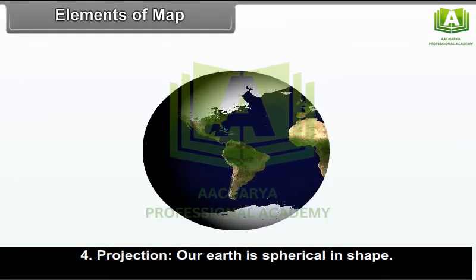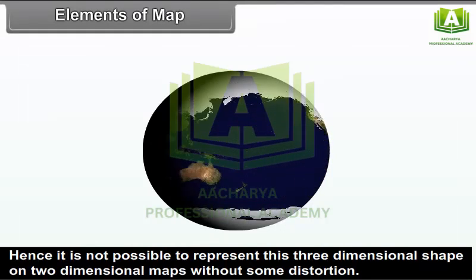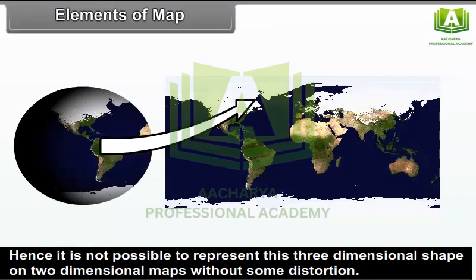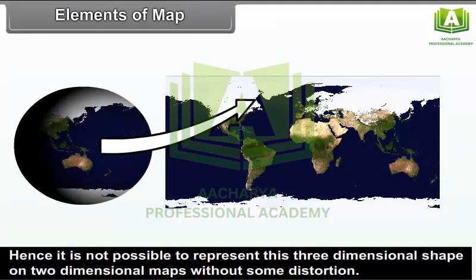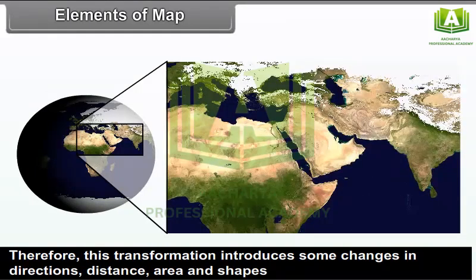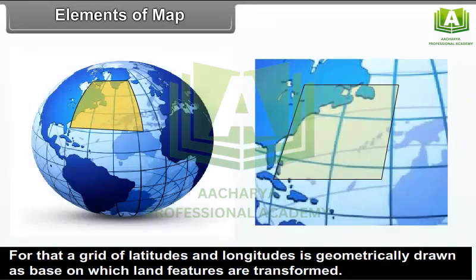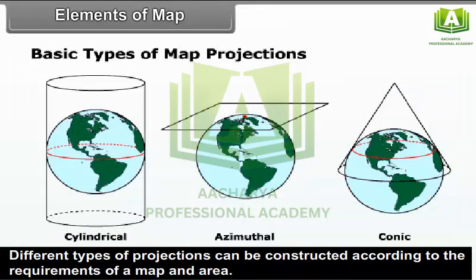Projection. Our Earth is spherical in shape. Hence, it is not possible to represent this three-dimensional shape on two-dimensional maps without some distortion. Therefore, this transformation introduces some changes in directions, distance, area and shapes from the way they appear on a spherical shaped Earth. For that, a grid of latitudes and longitudes is geometrically drawn as a base on which land features are transformed. Different types of projections can be constructed according to the requirements of a map and area.